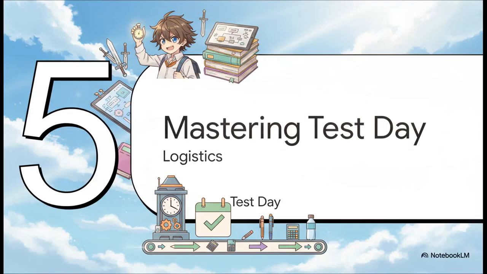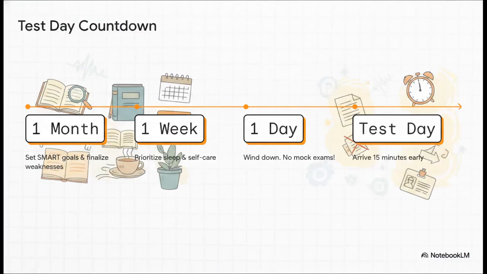And finally, Phase 5, mastering test day. You've built your script, survived the sparring, you've learned the math, now let's talk logistics. Following this countdown protects you from peaking too early. 1 month out, finalize those weak spots. 1 week out, you need to prioritize sleep and step away from the late-night cram sessions. And the day before? Wind down completely. Literally, absolutely no mock exams. Taking a mock 24 hours before the real thing will not make you smarter. It's just going to drain your battery.